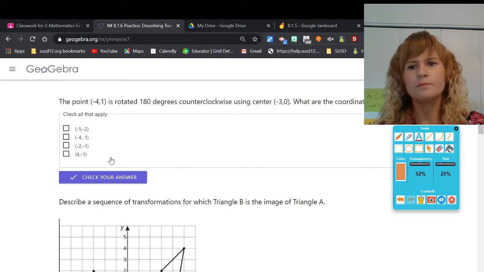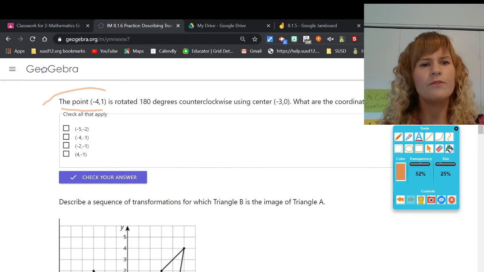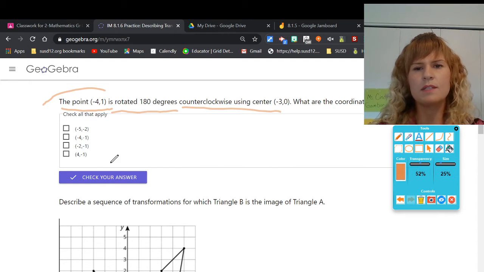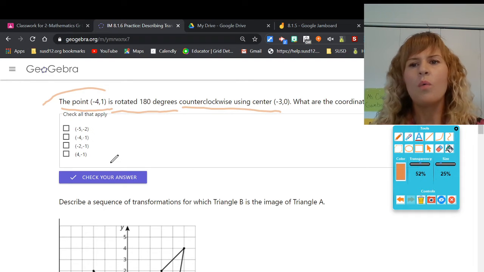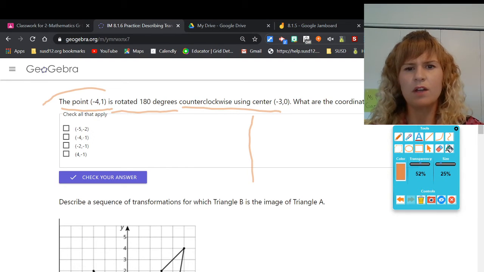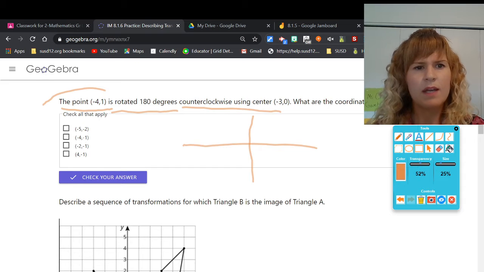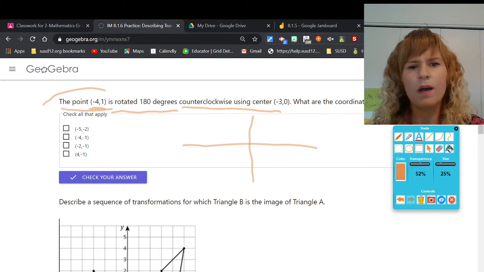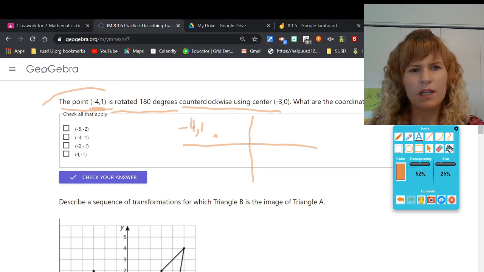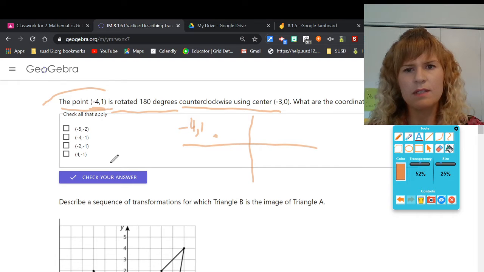Next, the point -4, 1 is rotated 180 degrees counterclockwise using center -3, 0. What are the coordinates of the image? Let's try to visualize that. I'll draw a coordinate plane here. It says the point -4, 1. So that's going to be about right here. -4, 1. Now, if it is rotated 180 degrees counterclockwise using center -3, 0, -3, 0 would be about right here.